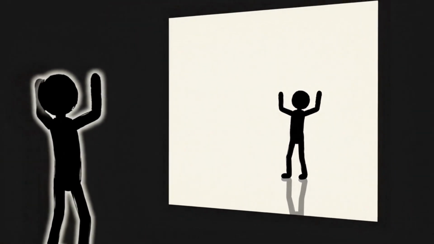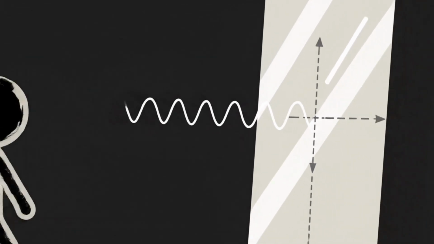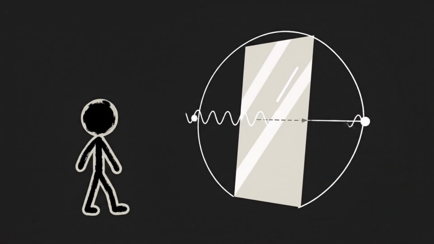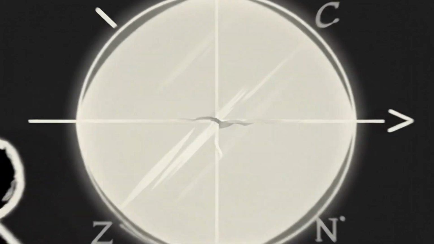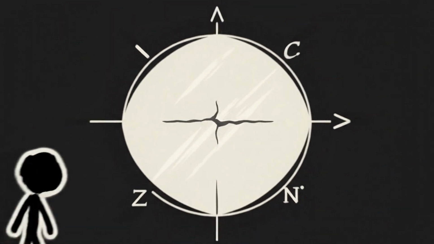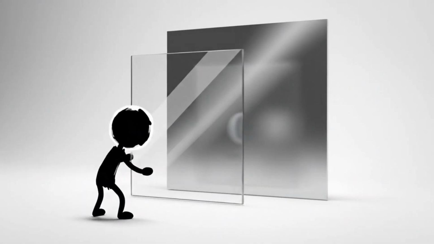A mirror, however, is polished to an accuracy that rivals the wavelength of light itself. It is a surface so flat that it preserves the phase of the incoming wave. When a photon hits a mirror, it obeys the law of reflection. The angle of incidence equals the angle of reflection. But that's the textbook answer, and the textbook answer is a lie of simplification. If we want the truth, we have to look at the silver.